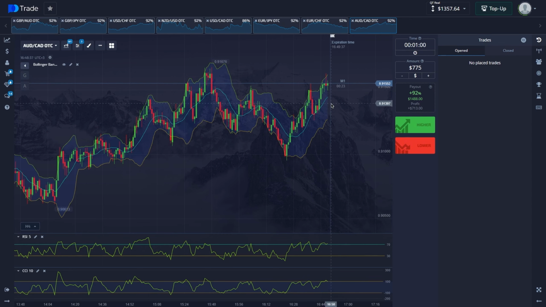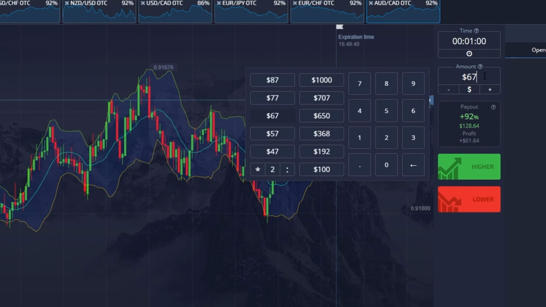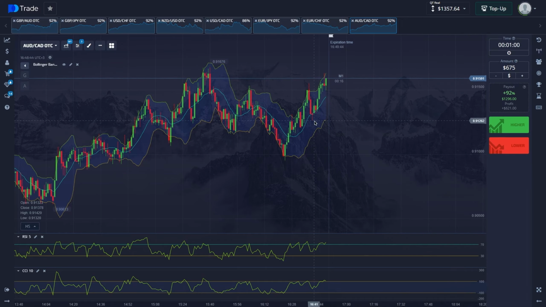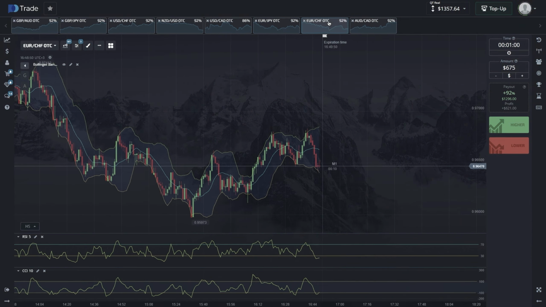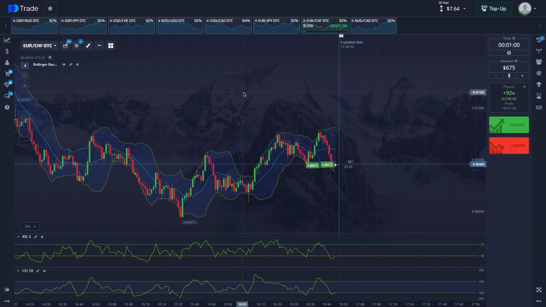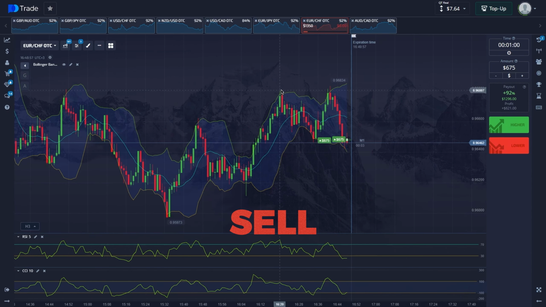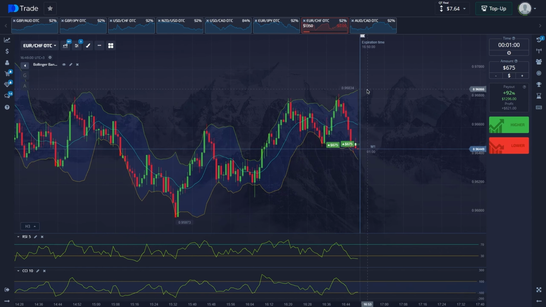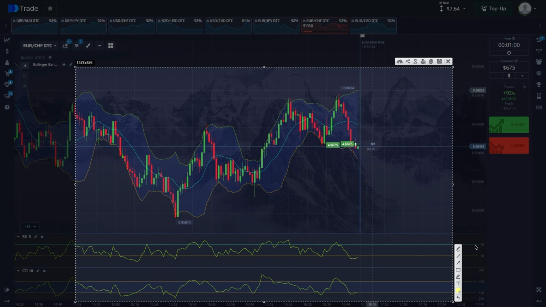Now, let's open 2 trades of $675.00 each. Let's move on and pick the next currency pair. Here, once again, I can't resist but open trades for an upward movement. We're opening according to the overall trend direction, expecting the price to go up. Let's highlight the working area finally.